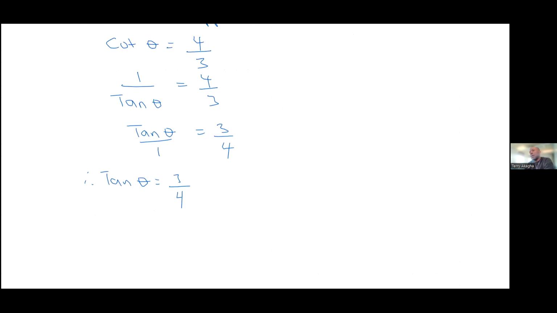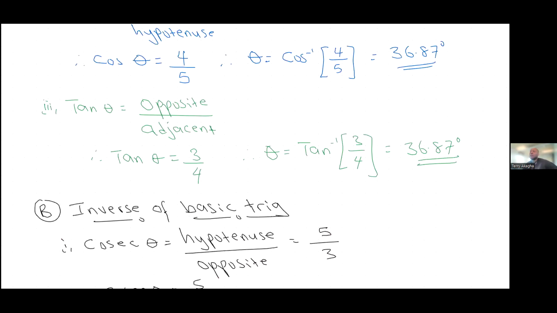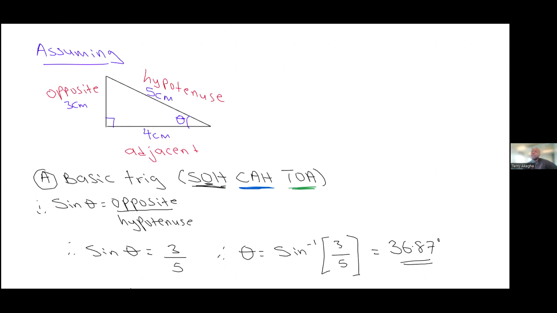All right? So that means to get theta now, theta is going to be equal to the tan inverse of what? 3 divided by what? 4. So the tan inverse of 3 divided by 4. And this is going to give me the same thing as 36.87. So as you can see, I use the basic trig, I use the inverse of basic trig, and I still got the same theta as 36.87.